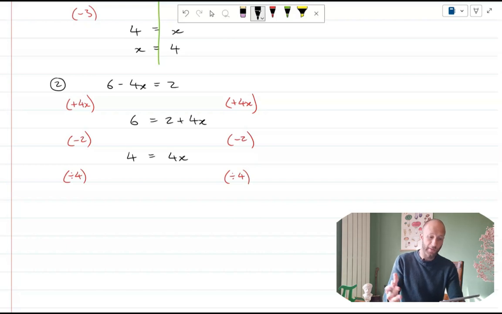To get rid of that multiplication by 4, we divide by 4. When I do that to the right-hand side, it cancels the times by 4, so you just get x, which is what we want. On the left, 4 divided by 4 is just 1. And we can write the x first: x equals 1.